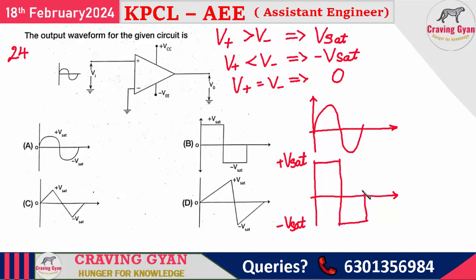This is not a Schmitt trigger circuit. In a Schmitt trigger you will be having UTP and LTP, but in this case it is a comparator circuit. And in the case of Schmitt trigger, you will be having the positive feedback. There we are going to talk about UTP and LTP. Very, very important. Option B is going to follow.